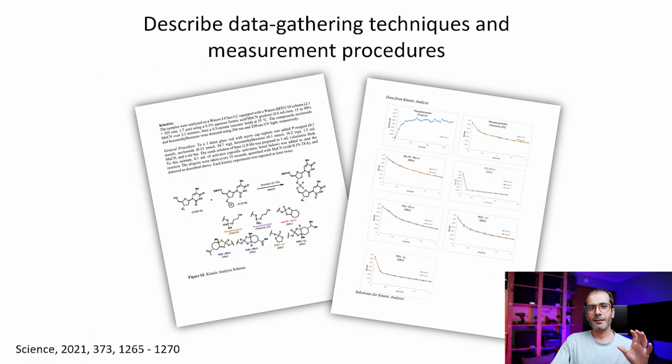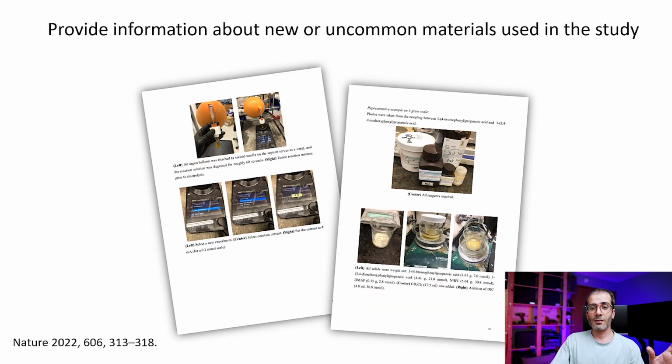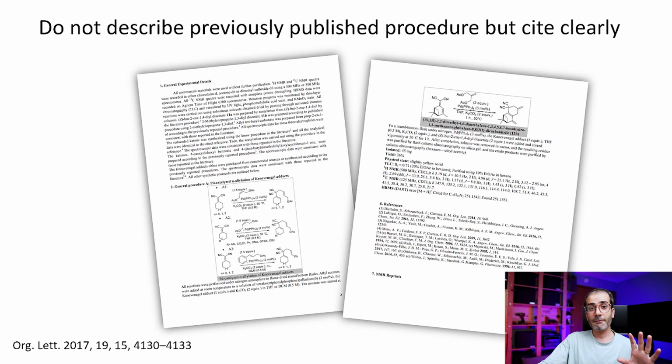You can also explain the techniques and procedures that you have used to collect the data. And you can also mention the exact software and the version you used to do this experiment. Also, there might be some materials or chemicals that you have used for your research, but they are not available to purchase, but you have done a few steps to get there. So you can explain that in the SI section. And finally, if there is a procedure that you have followed and you found it in another paper, you don't have to repeat that again in the SI. You just cite that paper.